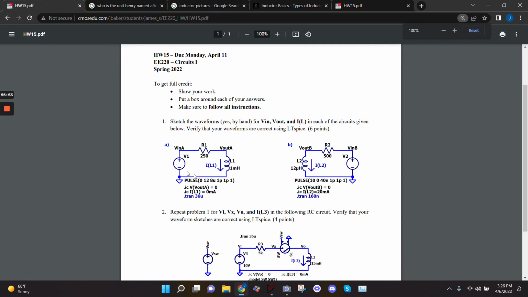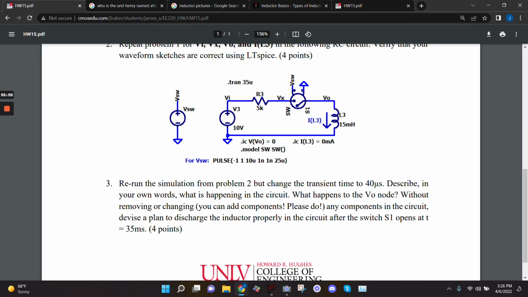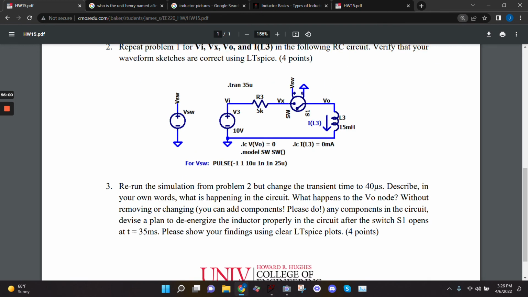All right, let's see. Did I fix it? Update. Yay. Please show your findings using clear LTspice plots. All right, and I changed it to de-energize. Is that another typo? Where? If it was, I wasn't going to fix it.